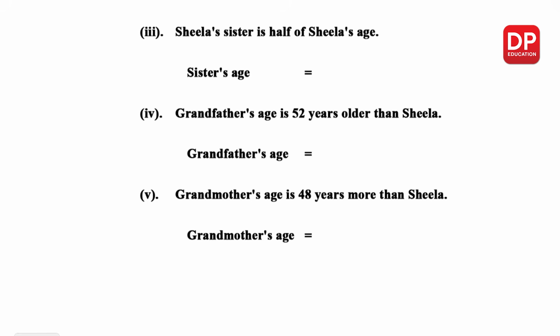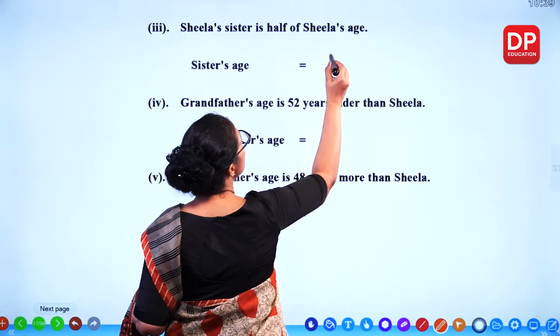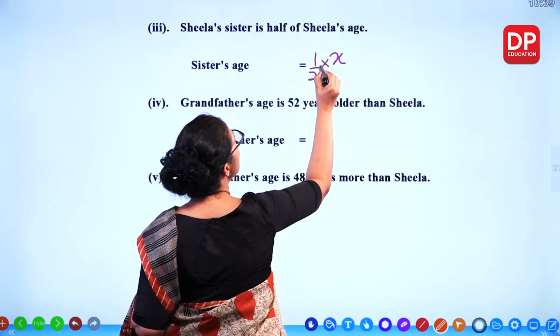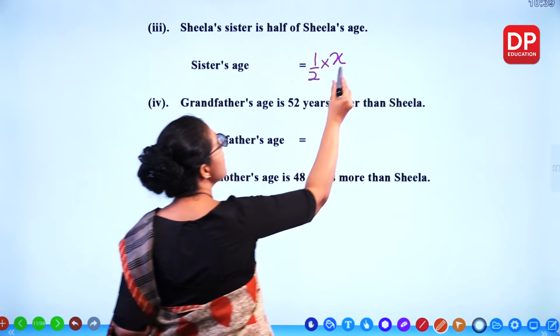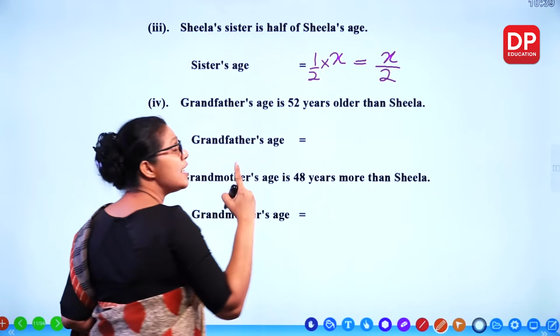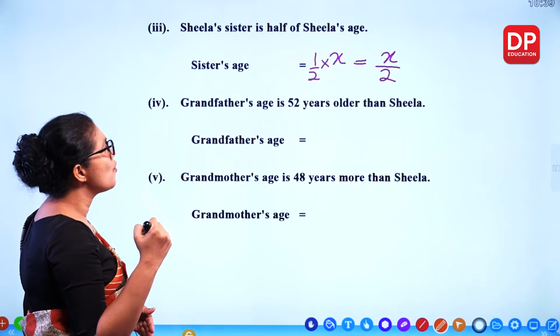Sheila's sister's age is half of Sheila's age. So what's Sheila's age? x. You can write x over 2, or half into x. Half of Sheila's age, so you can write x over 2. Without writing half into x, we can write x over 2.